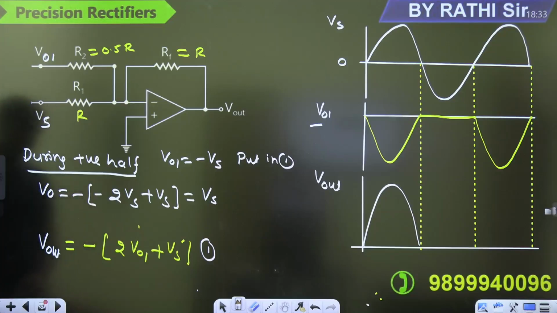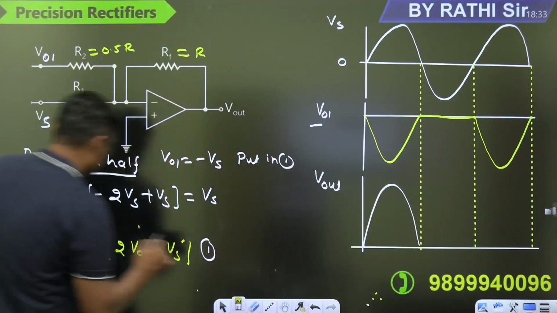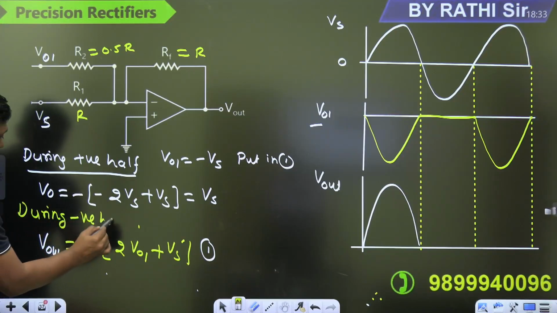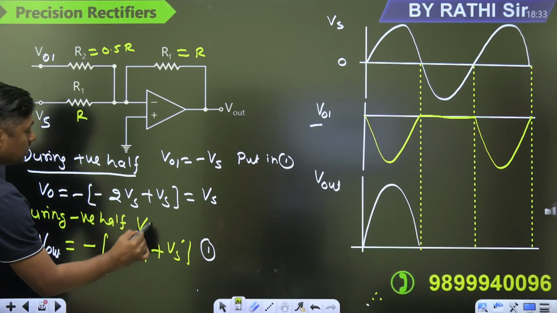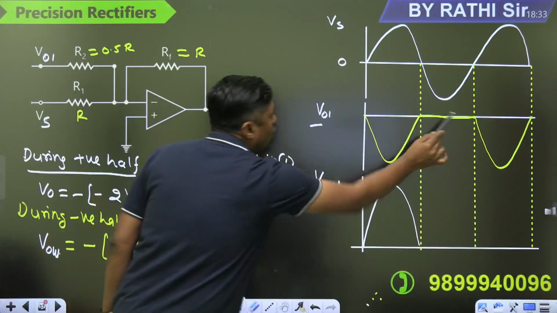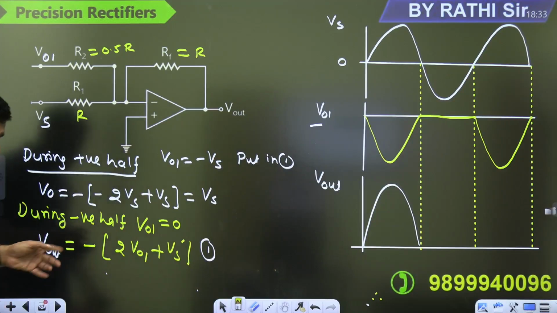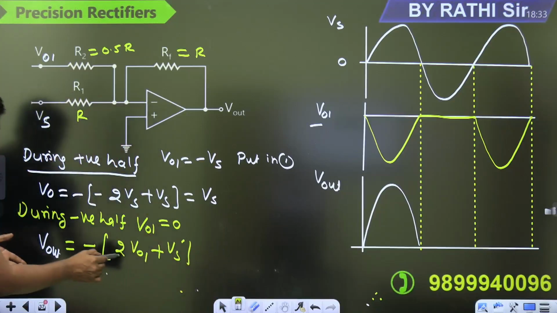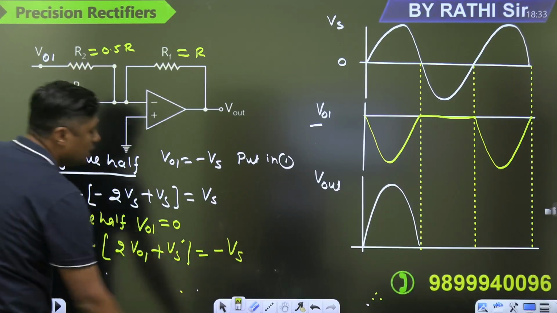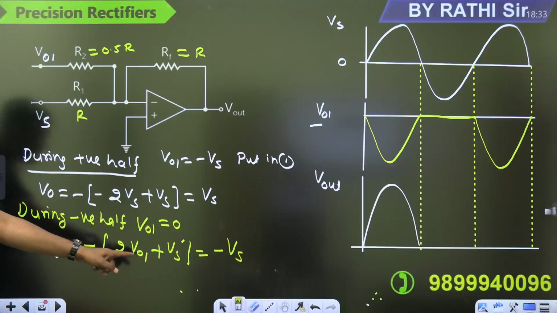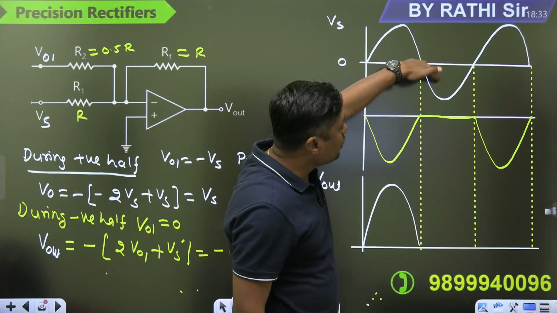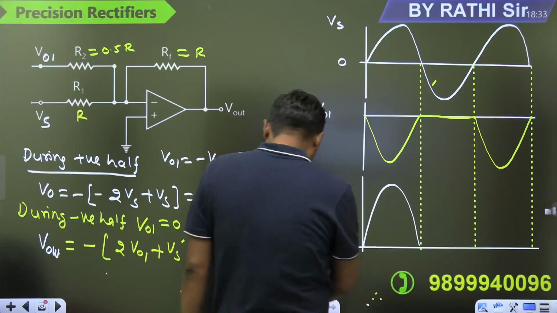During the negative half, what is the V01? 0. V01 is 0. Put in equation 1. So when I am putting this 0, this will become minus Vs. So during negative half, this one is 0, so we are getting the minus Vs. Minus Vs means what? 180-degree phase shift. So negative will become what? Positive. Negative will become positive.